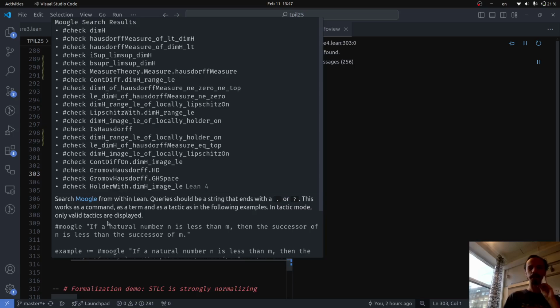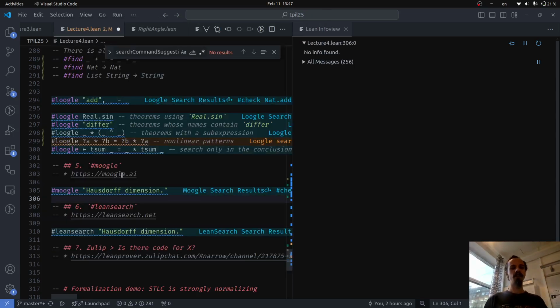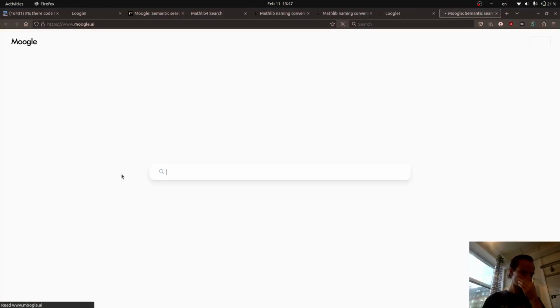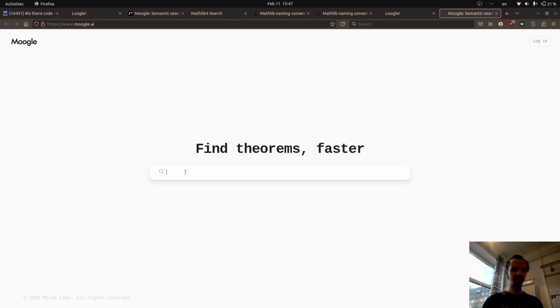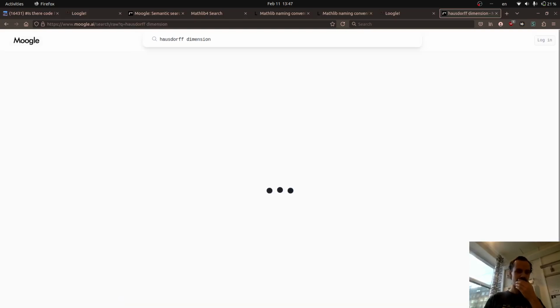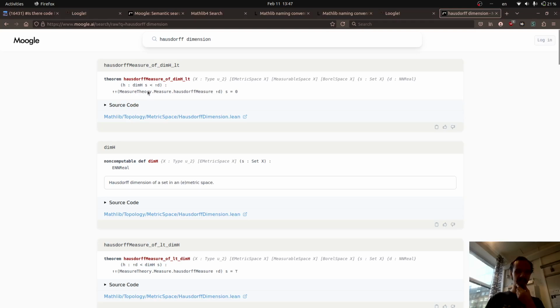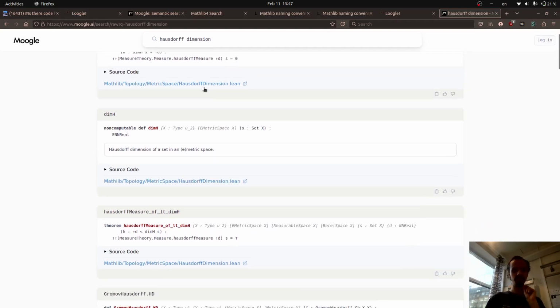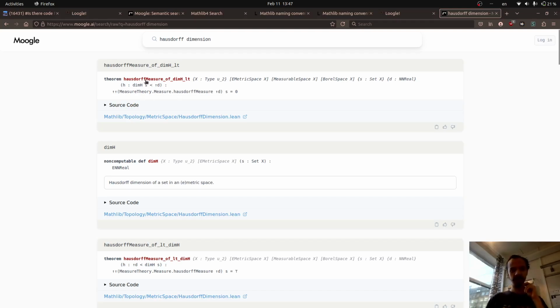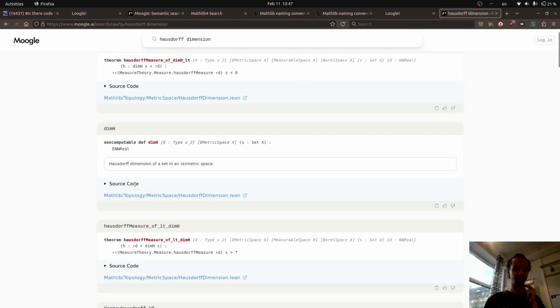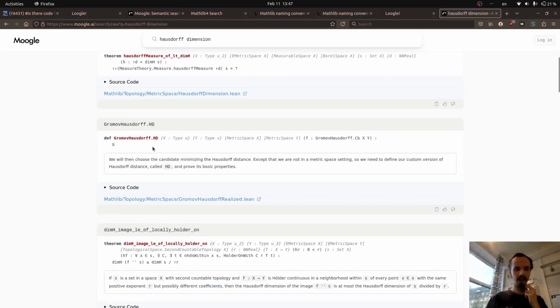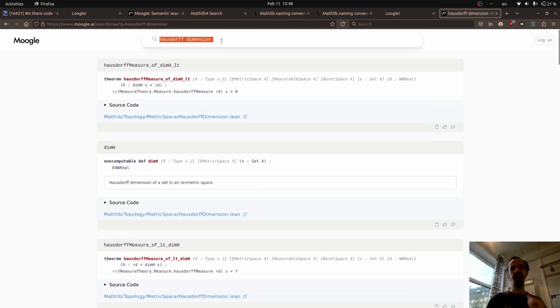There are two websites I want to mention. These are basically natural language LLM-based let's search mathlib kind of thing. So if I try to search for Hausdorff dimension, then I think it gives me some reasonably good results. This one is something involving dimH, which is Hausdorff dimension, and I don't know. How about someone else suggest something?